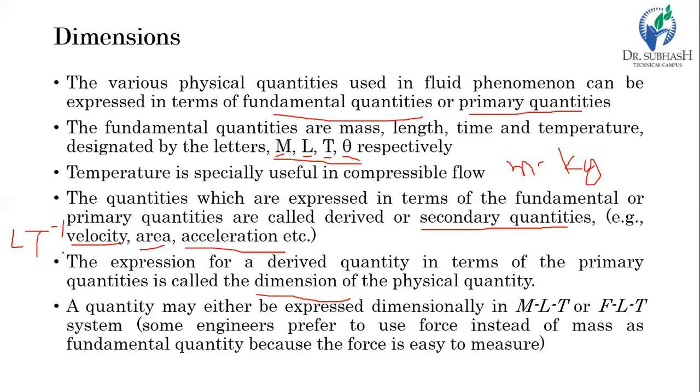So LT minus 1 is the fundamental dimension of velocity. When you express any quantity in terms of fundamental units, it gives the dimension. The quantity may be expressed dimensionally in MLT form or FLT form. So there are two methods used to express the dimensions of any quantity: the MLT form, which is mass, length, and time, and the other with force, length, and time. Mass is replaced by force in the second method, because some engineers prefer to use force instead of mass as the fundamental quantity, because force is easy to measure.